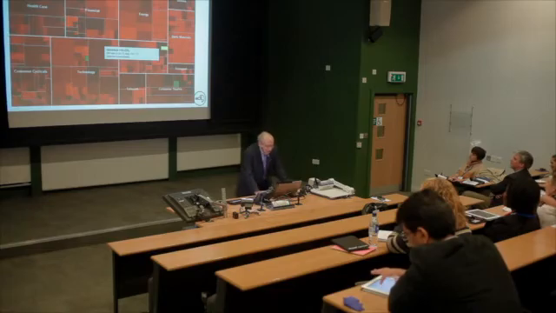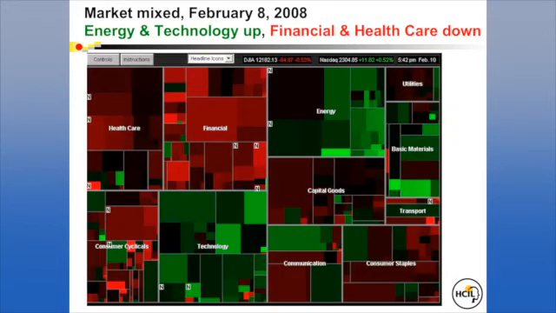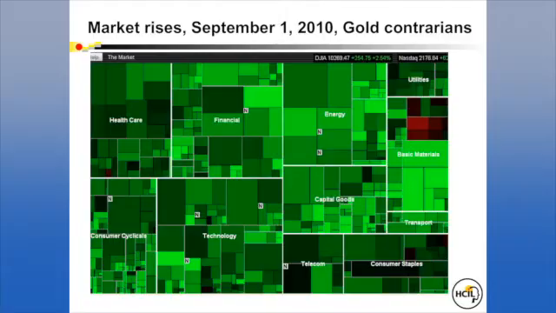Okay? We could look at other days with a few green dots, and you can pick them out very quickly. And then here's a little more subtle pattern. Technology stocks are pretty green, energy is pretty green, financials quite red, healthcare quite red except for one bright green area.